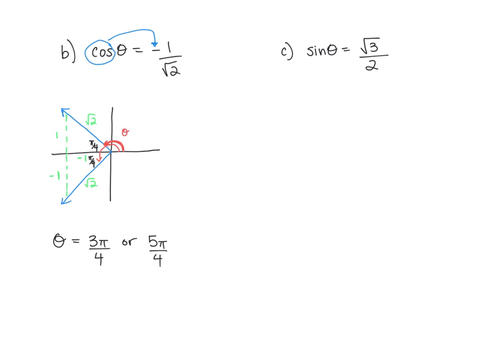So let's do this one. So sine of theta is equal to root 3 over 2. So I notice that sine is positive because there's a positive out in front of my ratio. We just don't write it. So sine deals with opposite over hypotenuse. So the opposite side is positive, which means my vertical is positive.